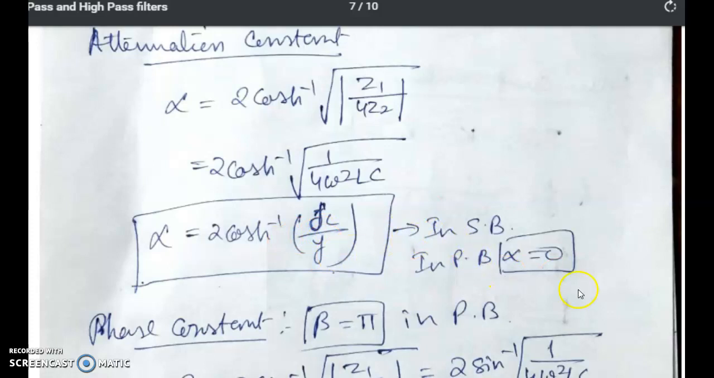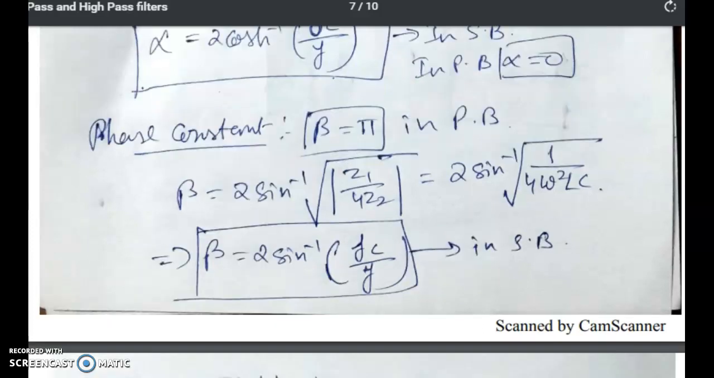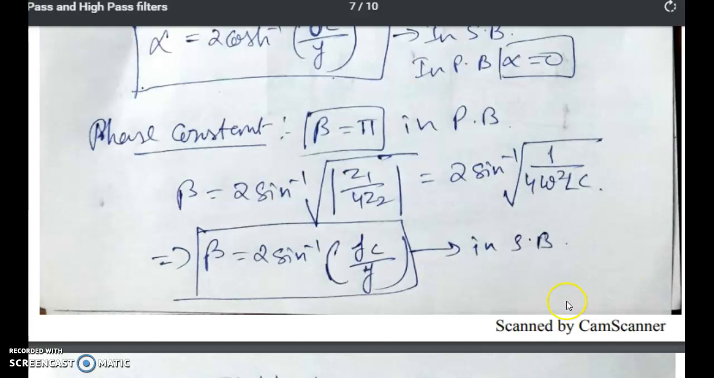In the pass band, again alpha must be equal to 0, because we don't want the signal to get attenuated in the pass band. Similarly, phase constant beta is equal to pi in pass band and beta is equal to 2 sine inverse under root of Z1 upon 4Z2 in the stop band. So when we solve it further by putting the values of Z1 is equal to 1 upon j omega c and Z2 is equal to j omega l, beta comes to be 2 sine inverse fc upon f.